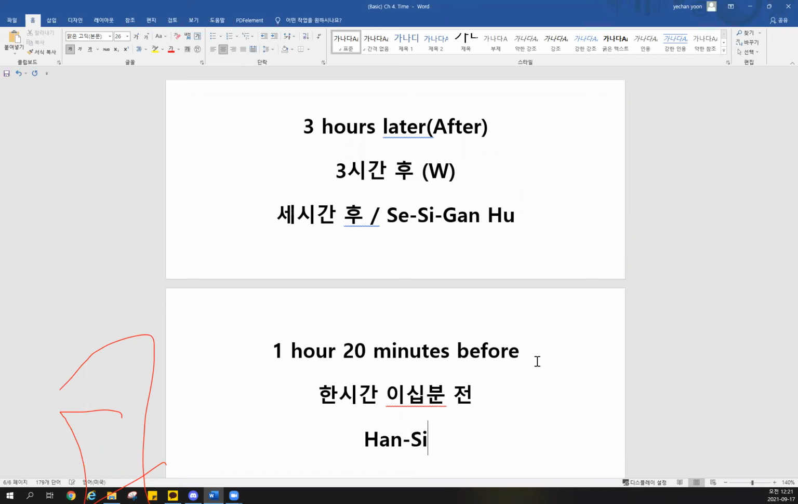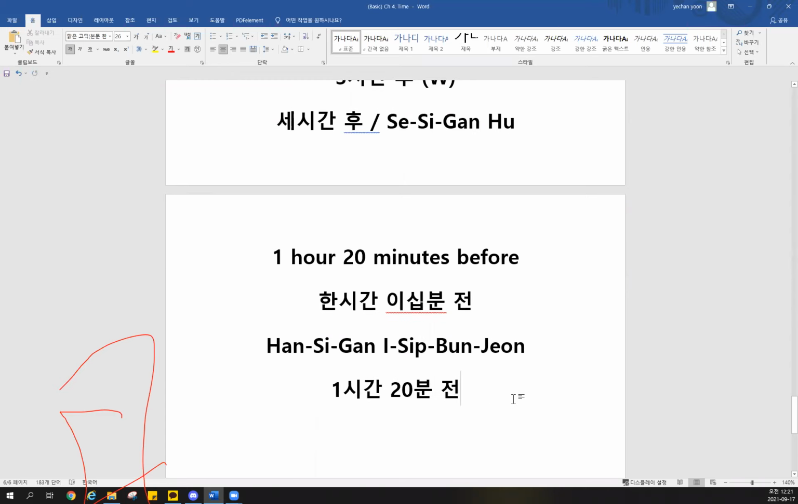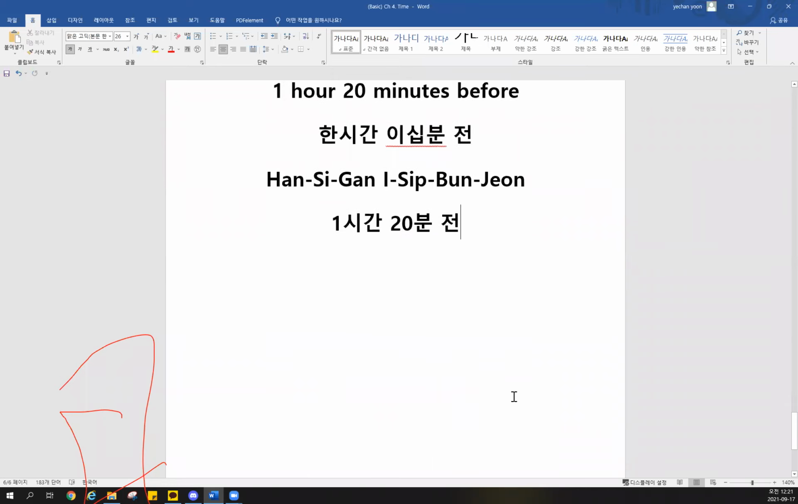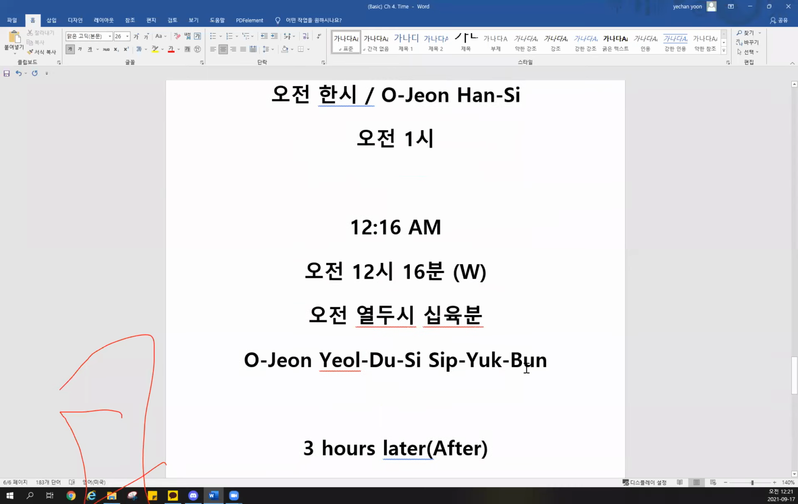1시간 20분 전. All right, writing is going to be like this. Much easier, right? 1시간 20분 전. Like this, okay? So, last one, last question. Yes, try it. OJ, that is correct. Perfect.